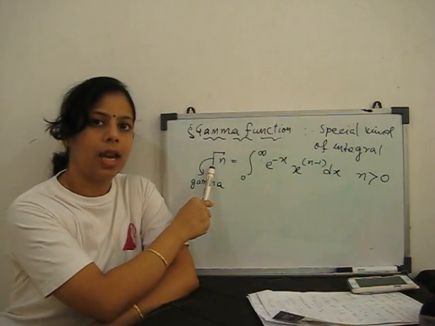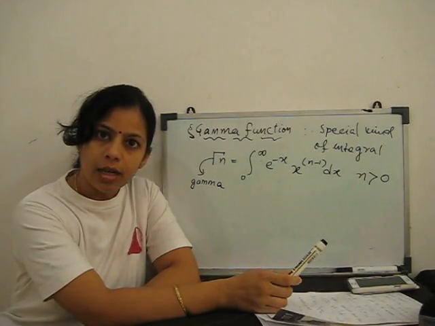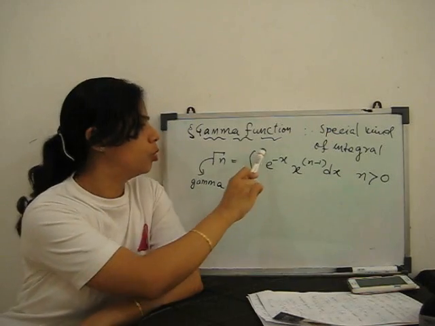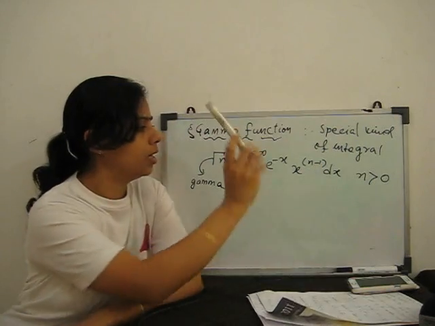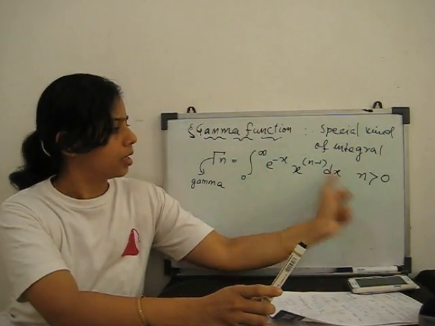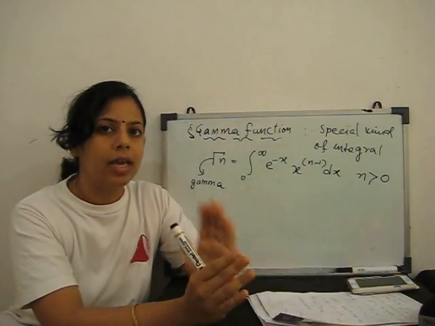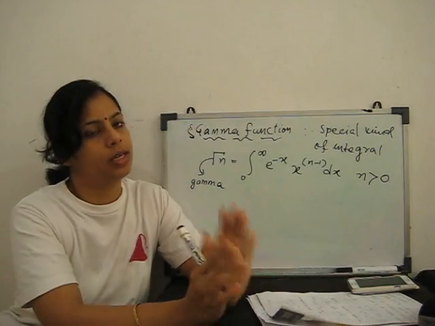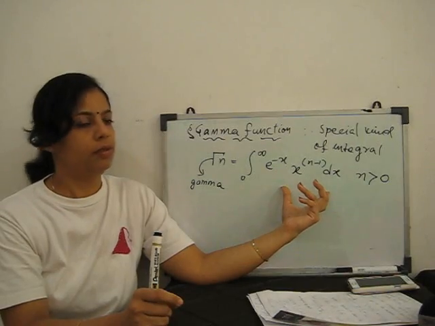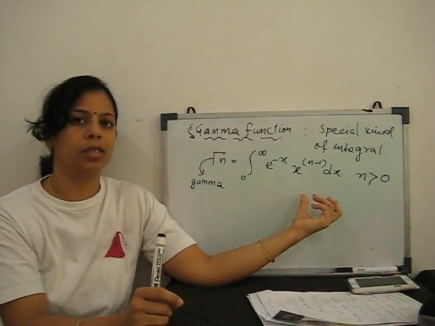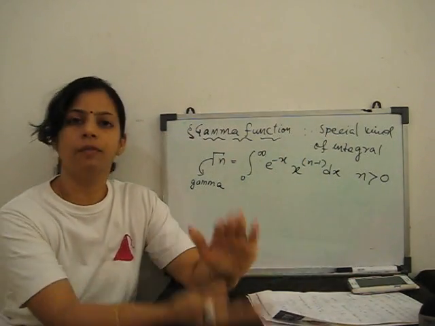So we can say gamma of n is equal to a definite integral with limits from 0 to infinity of e to the power minus x, x to the power n minus 1, dx, where n is greater than 0, meaning n is always positive. This special integral gives the value gamma of n, and is known as the gamma function. The gamma function is basically Euler's integral of the second kind.